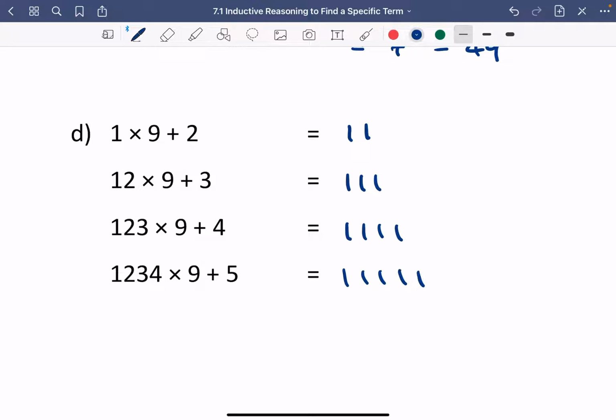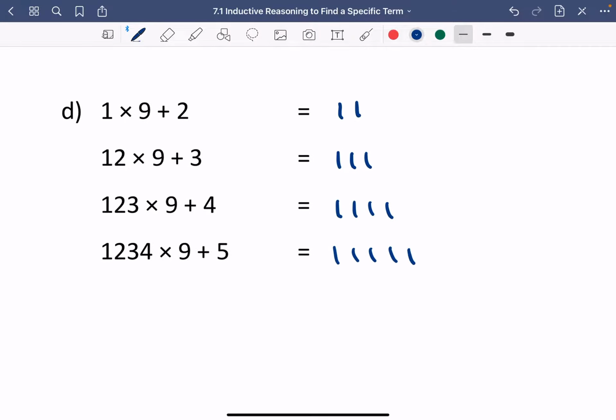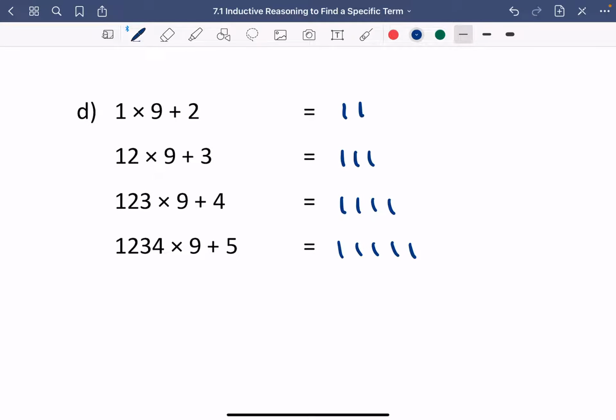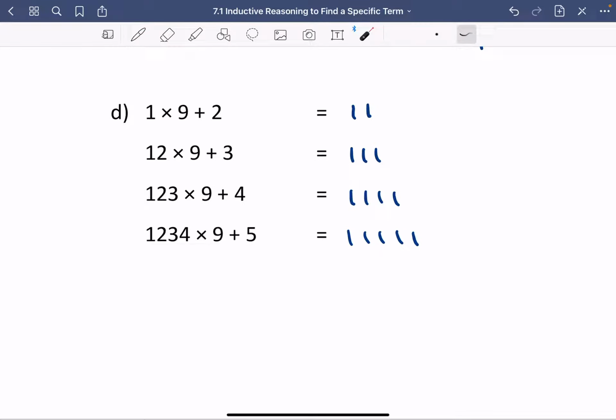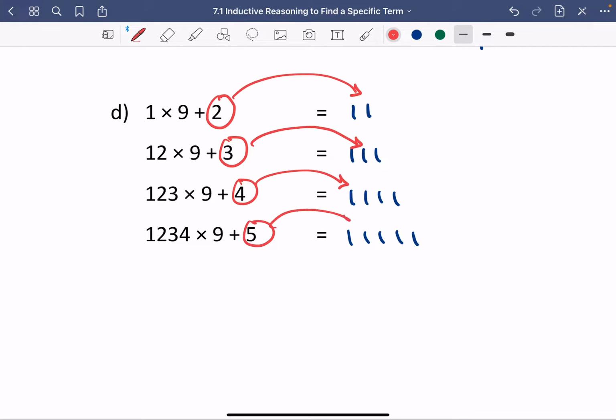It's actually 5 ones. So 11,111. Okay, and what pattern do you see here? Well, this 11 here is 2 ones, 111 is 3 ones. This one we got 4 ones, and this one we got 5 ones. Where do you think this comes from? Well, we have plus 2, so 2 ones, plus 3, 3 ones, plus 4, 4 ones, plus 5, 5 ones.